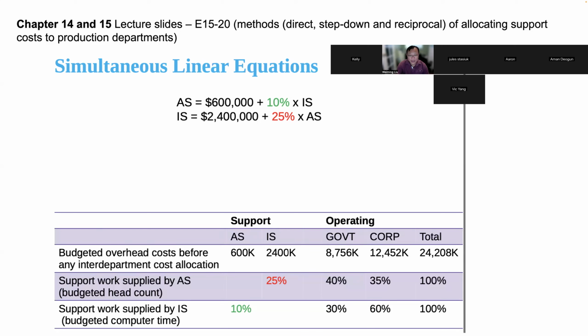Once you solve the equation, you know what's the AS, right? And what's the IS, then you are able to use that to figure out the allocation to the government consulting versus corporate consulting. Okay, does this make sense? If this makes sense, please give me a thumb up.